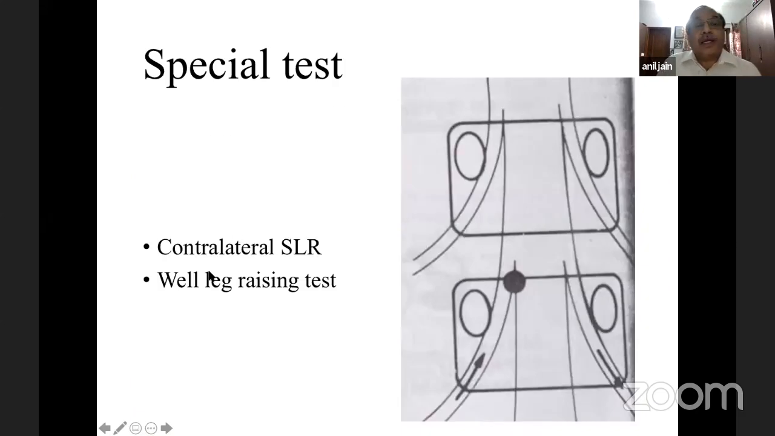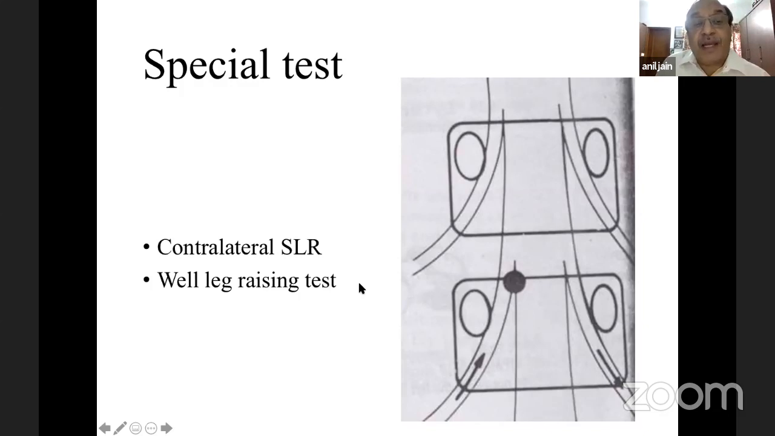Now, these two tests are the contralateral SLR and the well leg raising test. Just imagine there is a huge disc here, a major disc on this side, and you are doing the SLR on this side. So this root is pulled a little. If on doing an SLR one gets pain in the contralateral limb as well, then it is called contralateral SLR. It means there is a massive disc here. On doing your SLR, this whole dural sleeve is pulled a little, and this root is also irritated, and that's what a contralateral SLR is.